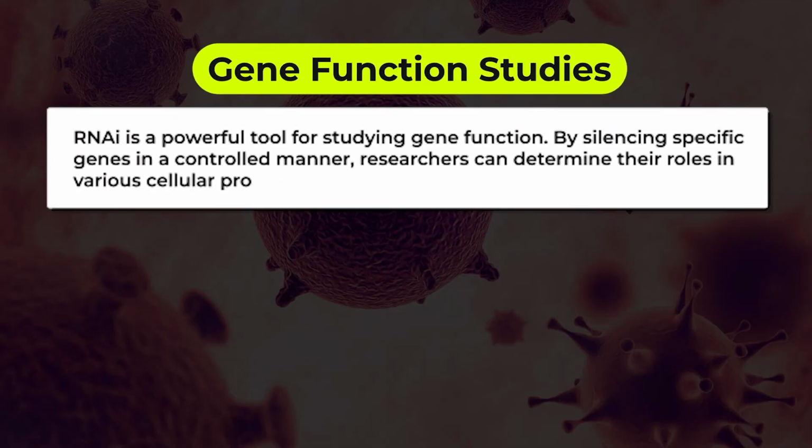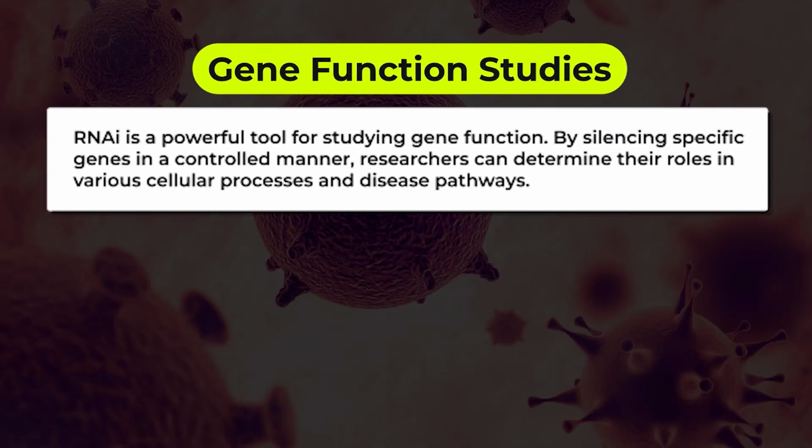So why are we studying this technology? Why is this very important? Because of the varied applications it holds. Starting with the gene function study, one of the very important applications of RNA interference is that it is a very powerful tool to study gene function. By silencing the specific gene in a controlled manner, we can identify the function of the targeted gene. That is one very important application.